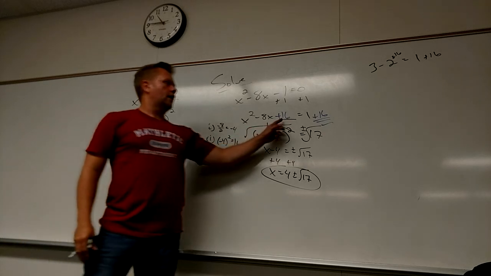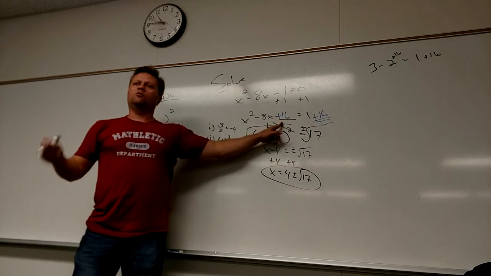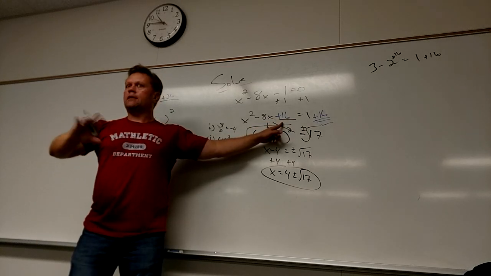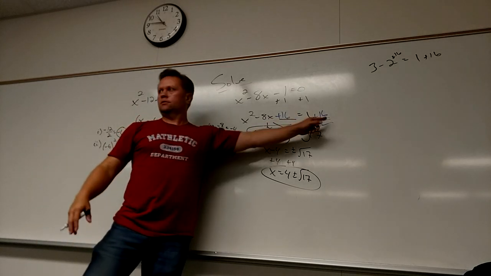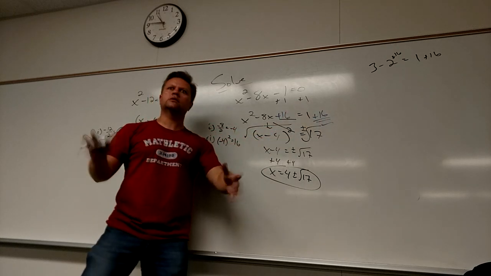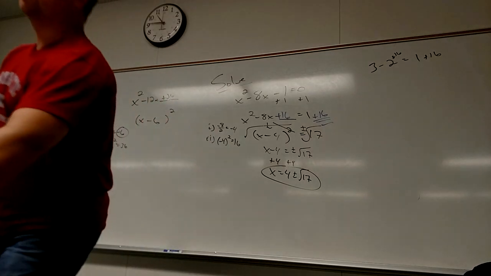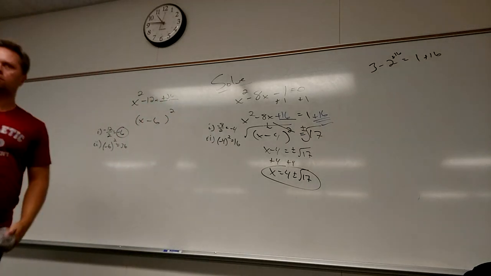So why did we add 16 here? Because of this process. The equation doesn't care why you did it. It says, I'm an equation, you better do it to both sides. That's just a rule to keep the equality true. If you don't do it to both sides, you made an entirely different equation.